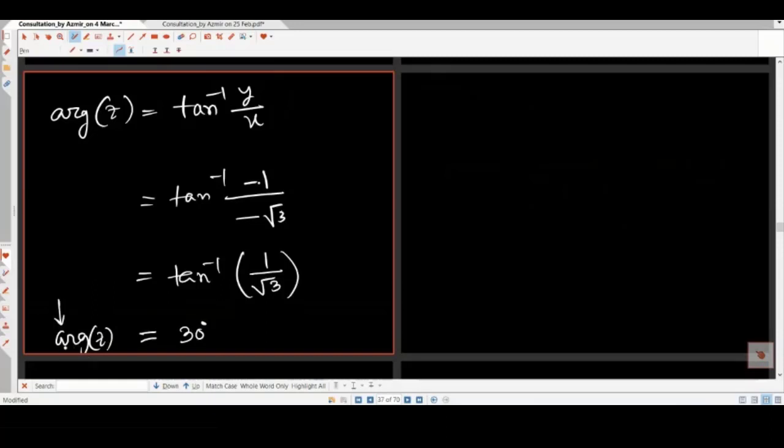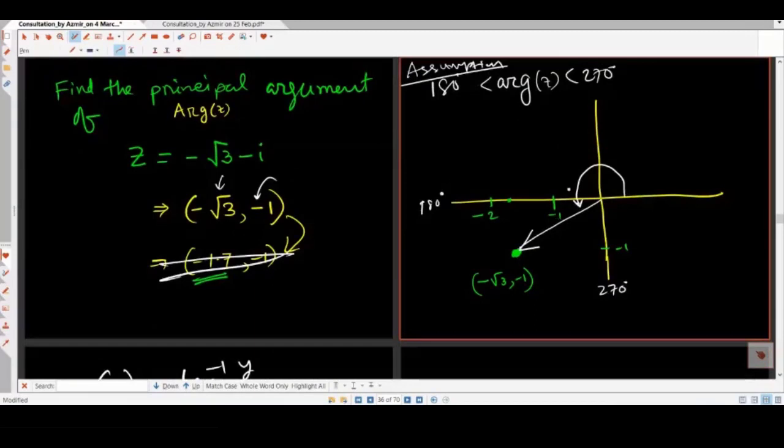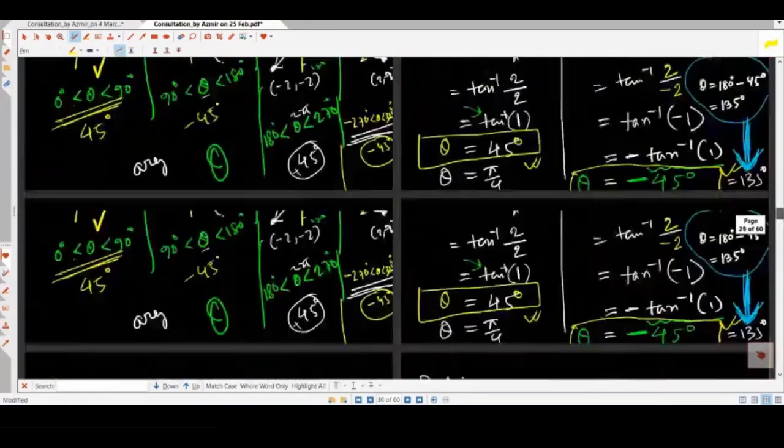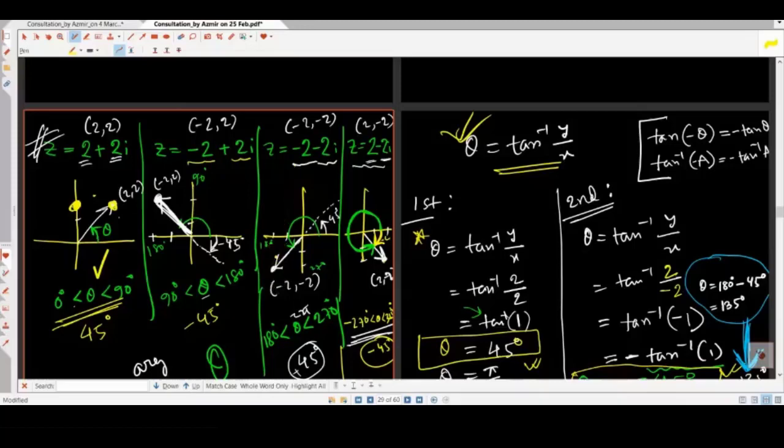Be careful about the symbol. It is a small letter a. So it is 30 degrees. Now we have to pinpoint the location. Our location says that the argument should be between 180 degrees and 270 degrees, that is, in the third quadrant. So what we have to do, you can check my previous consultation, where I have mentioned that if a complex number is in the third quadrant, then what we have to do?